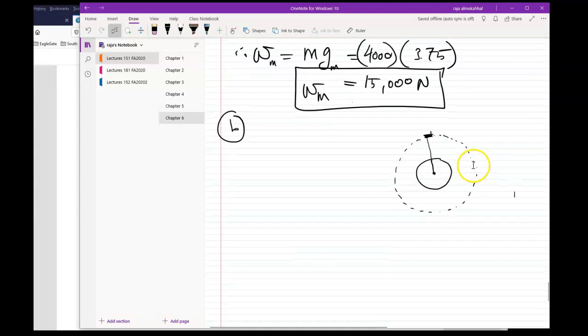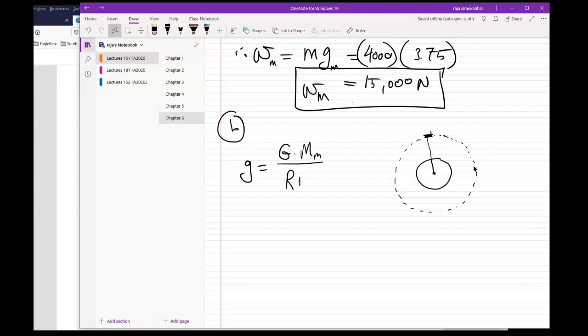In other words, the G value in this case becomes G times the mass of Mars divided by the radius plus that height, which is from here to there. Let me call it big H, and that's the radius, of course. So R plus H quantity squared. This is the radius of Mars. And that's the new G value. You got that? It's going to get weaker.